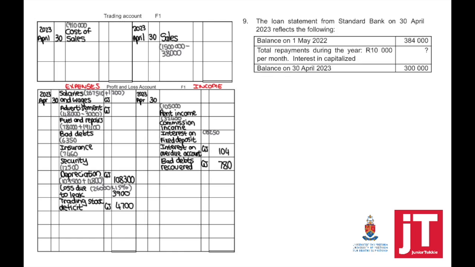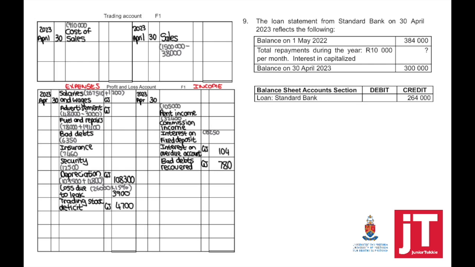Adjustment number 9. The loan statement from Standard Bank on 30 April 2023 reflects the following. Balance, 1st of May 2022, 384,000. Total repayments during the year, 10,000 per month. Interest is capitalized and there's a question mark. Then the balance on 30 April 2023 is 300,000. Now take note. In the pre-adjustment trial balance, it says 264,000. Now what does that mean?